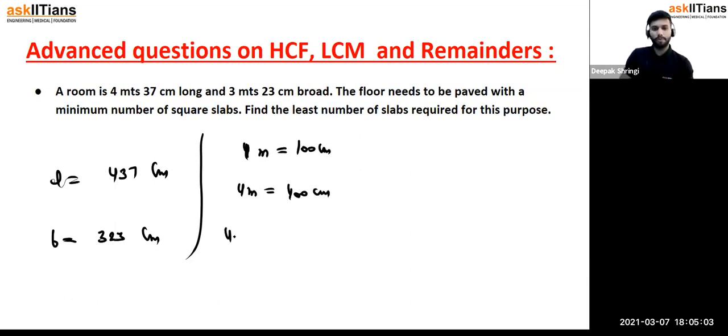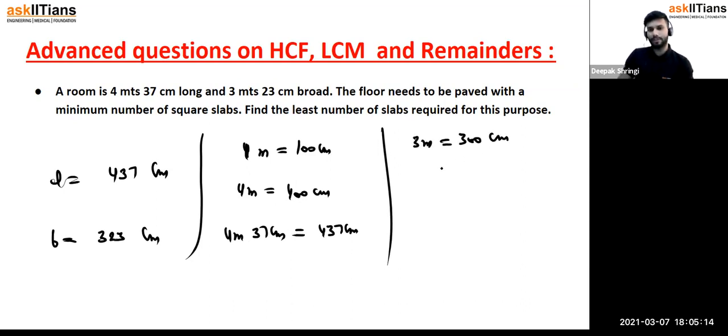Okay, so 4 meter and 37 centimeter will become 437 centimeters, right? In the same way, you have 3 meters, that would be 300 centimeters, because 1 meter equals 100 centimeters, right? So basically 3 meters already is there, plus 23 centimeters also you are adding, that means 323 centimeters, right? Think about it now.